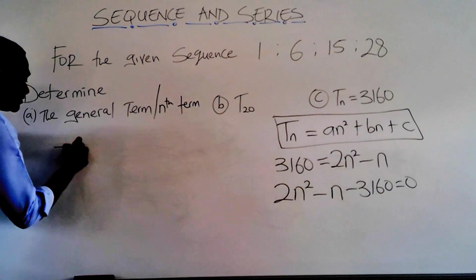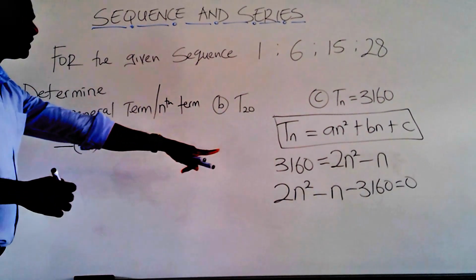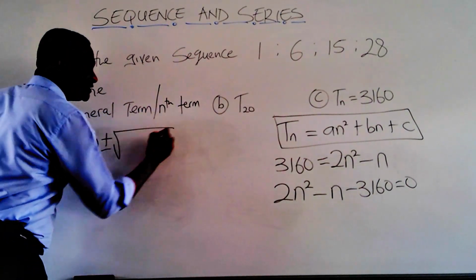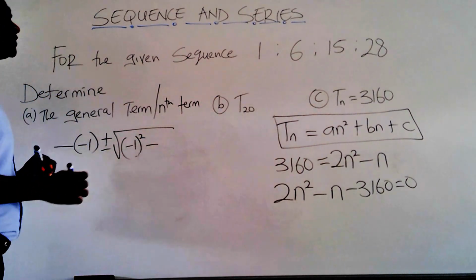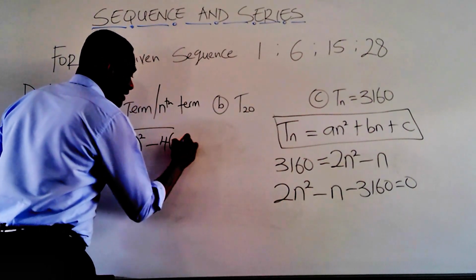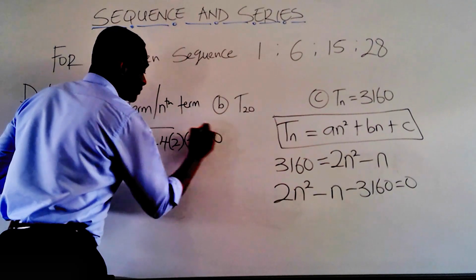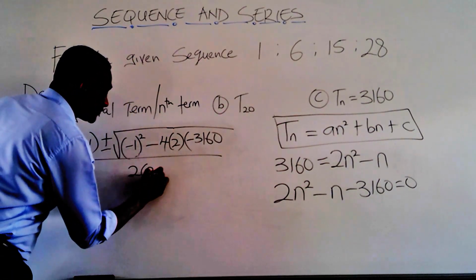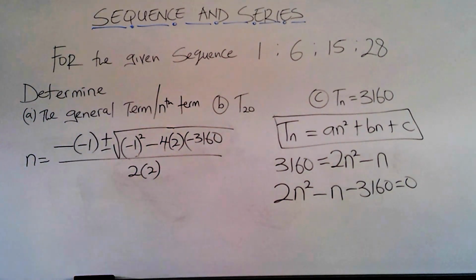It says minus b. Our b in that case is negative 1, so minus negative 1, plus or minus the square root of b squared, we have negative 1 all squared, minus 4ac, all over 2a. That will give us the value of n.